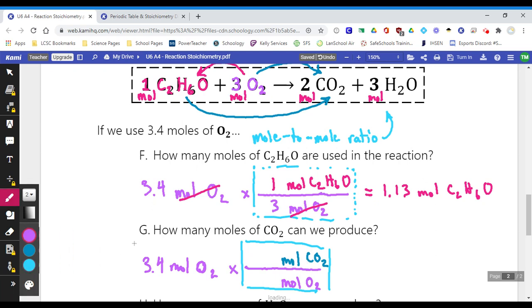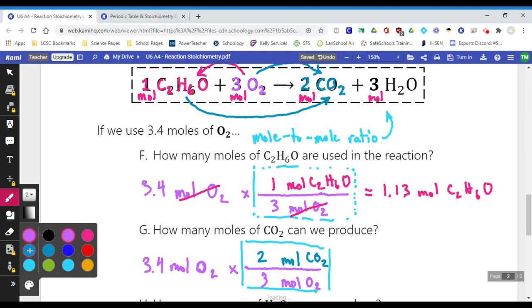Okay, well, my reaction equation is telling me that for 3 moles of O2, I should be able to make 2 moles of CO2 in this reaction. So 3 moles of O2 can make 2 moles of CO2. And there's my conversion factor. There's my mole-to-mole ratio. And again, this is the only time we can't just be 1 with moles and put 1 on the top and the bottom.